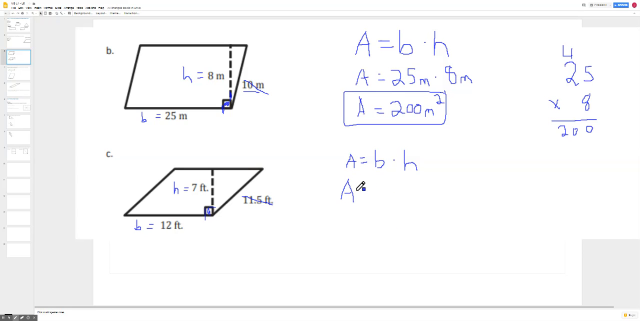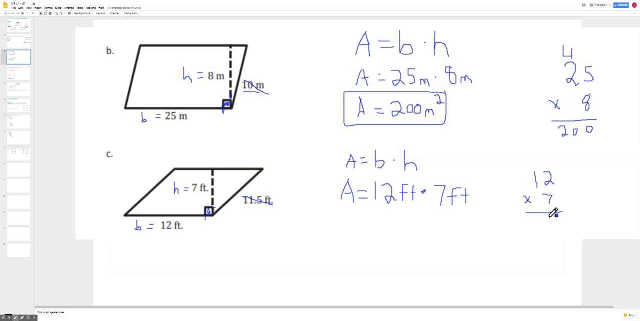The area is equal to the base, which is 12. And of course, we want to bring over our units of feet, multiplied. Now I'm using the dot here. It is okay to use the multiplication symbol, the x, if you want to. That's perfectly fine because these are not variables. These are units. And now we go ahead and do the multiplication. Once again, I don't know what 12 times 7 is off the top of my head. Let's do the multiplication on the side.